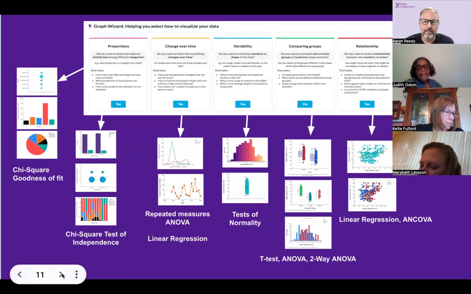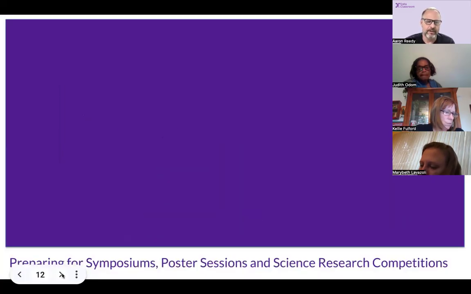So when I'm asking a student, did you choose the right graph? We're really thinking about, okay, fundamentally, what kind of question do you have and which variables are answering those questions? Did you choose the right graph for that question and those variables?